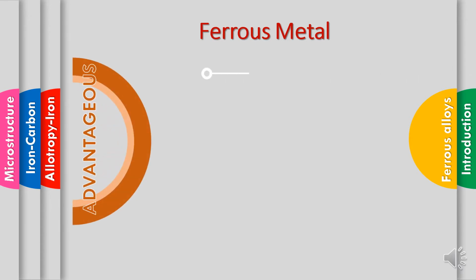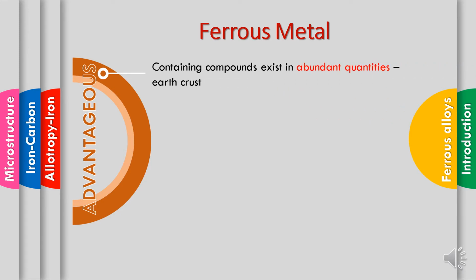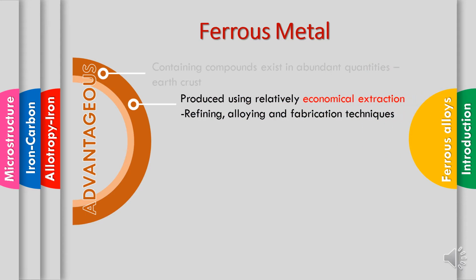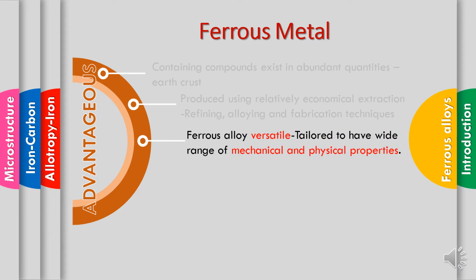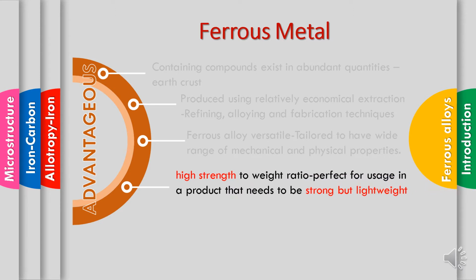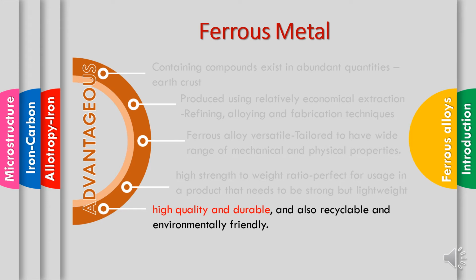The advantage of ferrous metal comes from the fact that the metal is abundant in quantity, so we can get it easily in the earth's crust and produce it using relatively economical extraction, so it can be done at low cost. And for refining, alloying, and fabrication techniques, a ferrous alloy is versatile, so it can be tailored to have a wide range of mechanical and physical properties. It has a high strength to weight ratio, perfect for usage in products that need to be strong but lightweight. And finally, it is high quality and durable, and also recyclable and environmentally friendly.